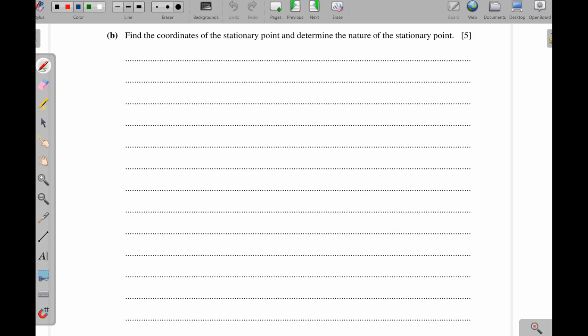Now you see part B, they are saying find the coordinates of the stationary point. So here we are supposed to use the dy/dx, we equate it to 0, and determine the nature of the stationary point using the second derivative. For stationary points, we know that dy/dx is always equal to 0. So our dy/dx is 2 minus 2 over (2x plus 1) squared. Then we equate this one to 0.